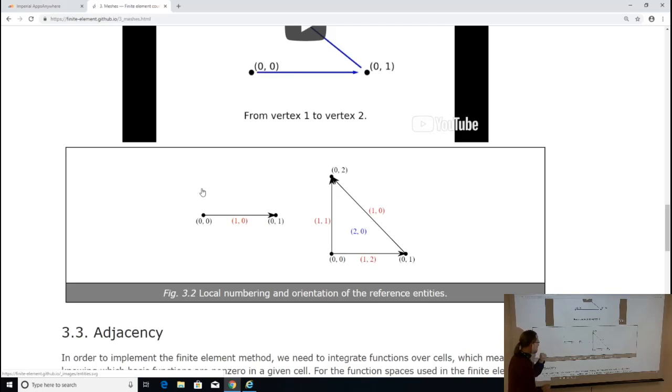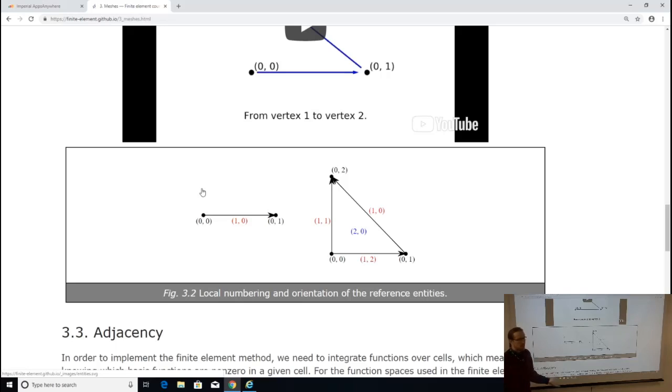So the orientation convention that we are going to use is numbering based. So what that means is that this edge orients in this direction because the vertex at this end has a higher number than the vertex at this end. So you orient from lower to higher.